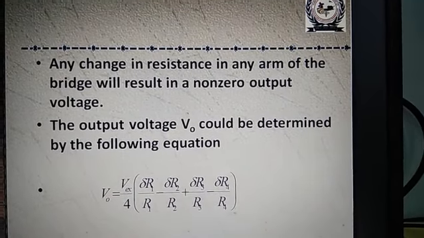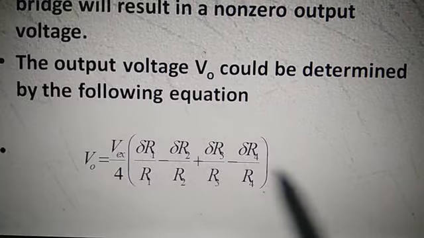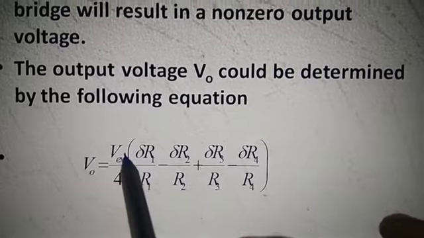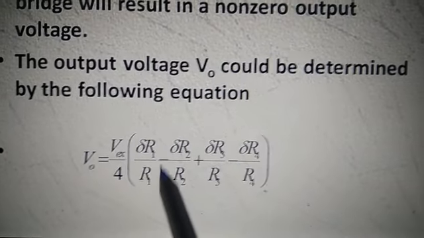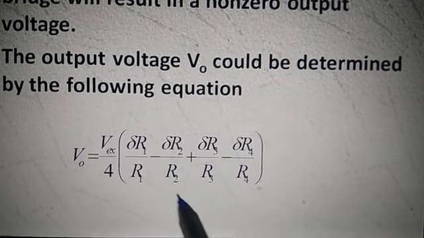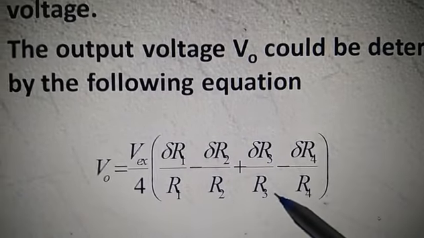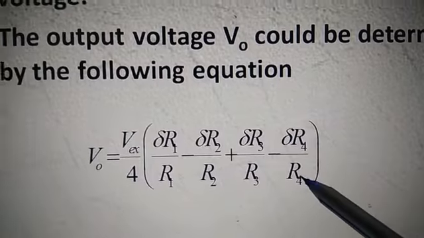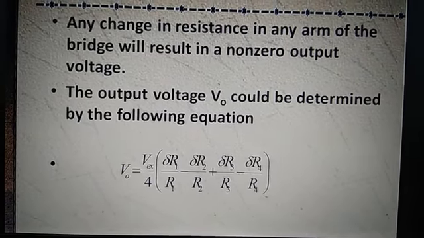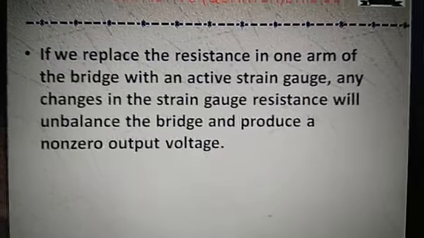The output voltage V0 can be determined by the following equation of the Wheatstone bridge. V0 is equal to VEX, that is the applied voltage, upon 4 into del R1 by R1 minus del R2 by R2 plus del R3 by R3 minus del R4 by R4. So this is the equation to get the output voltage when force is applied on the strain gauge and a change in resistance occurs.